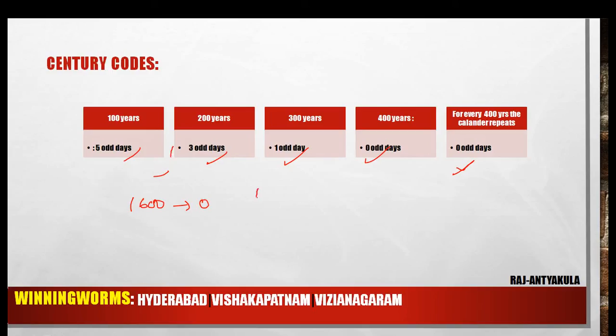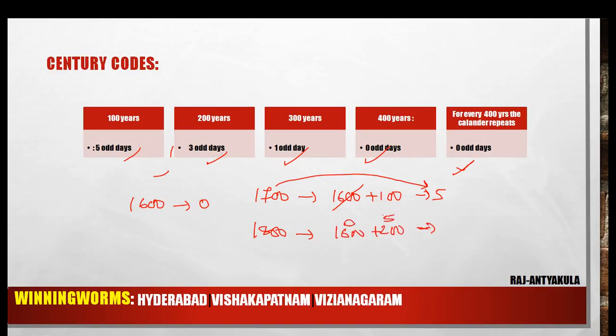For example, if we want to find the number of odd days for 1700, 1700 can be written as 1600 plus 100. For 1600, the number of odd days is 0. For 100 years, it is 5. So for 1700, the number of odd days is 5. For the 1800 century code, we can say 1600 plus 200. For 1600 it is 0, for 200 it is 3. So for 1800, the number of odd days is 3. And 1900 can be written as 1600 plus 300. For 1600 it is 0, for 300 it is 1. So the number of odd days for 1900 is 1.